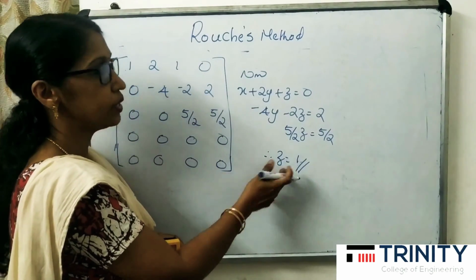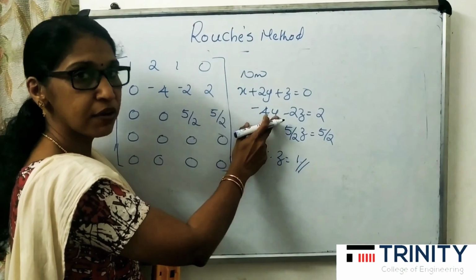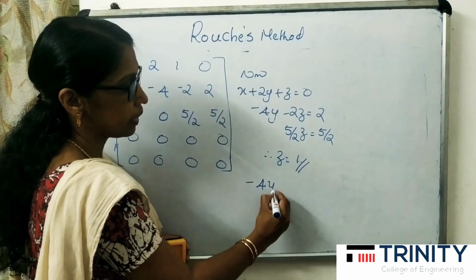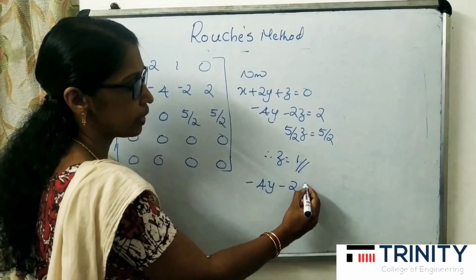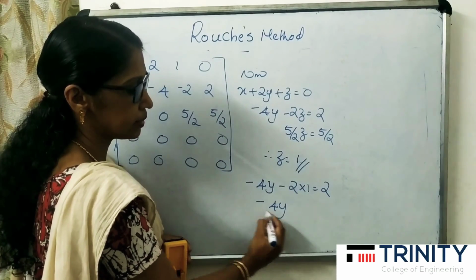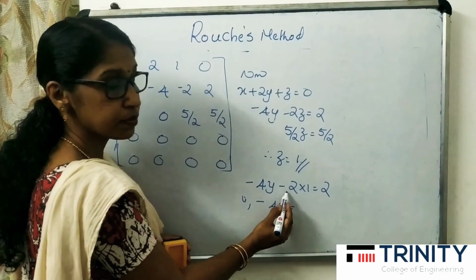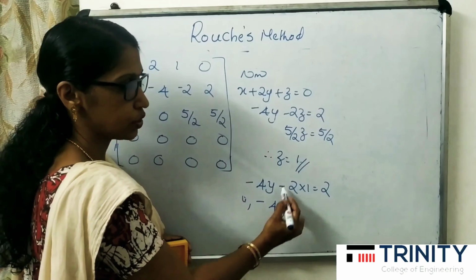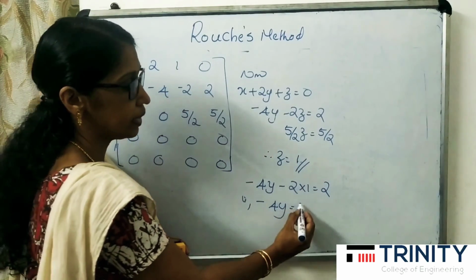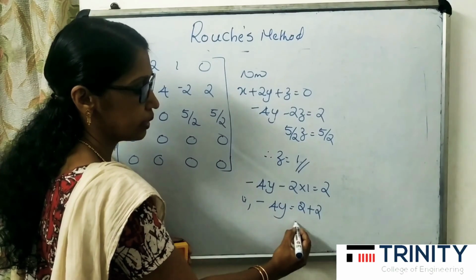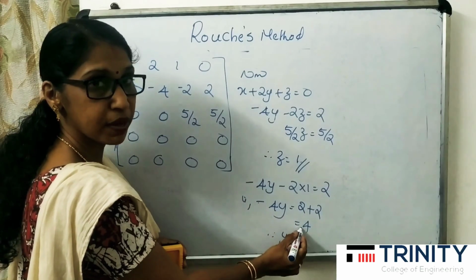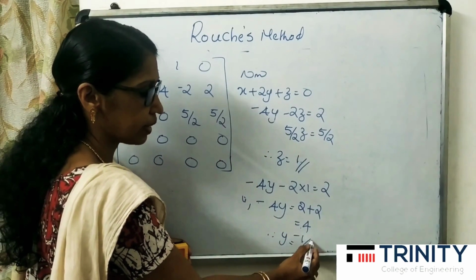Now by substituting the value of z in this equation, we will get the value of y. Now minus 4y minus 2 into 1 is equal to 2. That is minus 4y is equal to, what is minus 2 into 1? Minus 2. Minus 2 goes towards the right. We get 2 plus 2, that is equal to 4. Therefore y is equal to 4 divided by minus 4, we get minus 1.